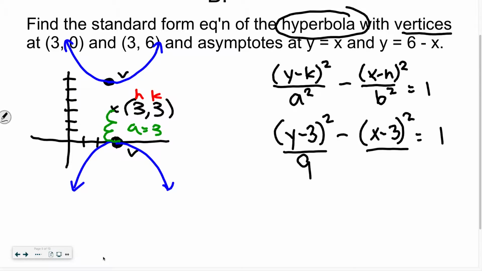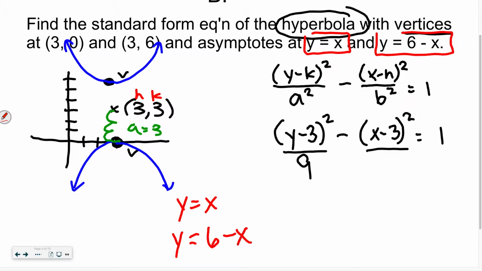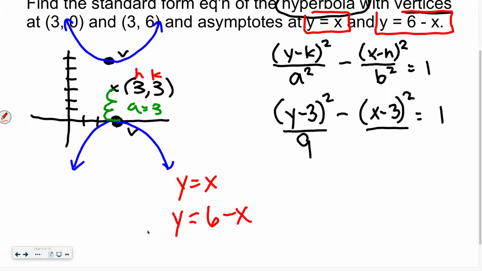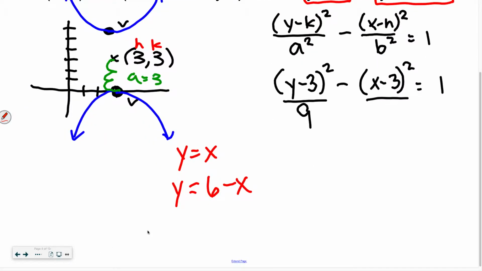So I'm going to switch over to the other piece of information that I've been given, which are those asymptotes. So I'm going to look at these asymptotes. y equals x and y equals 6 minus x. In terms of what I'm trying to find, I already know where my center is, so I already know h and k, and I know a is 3. I'm interested in finding b.